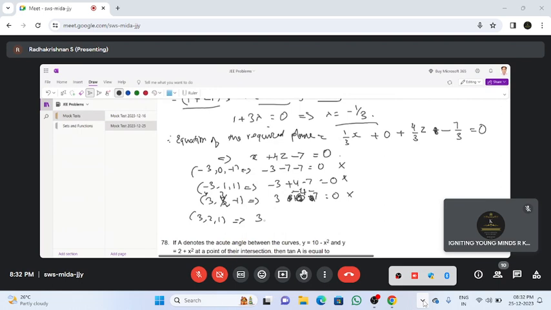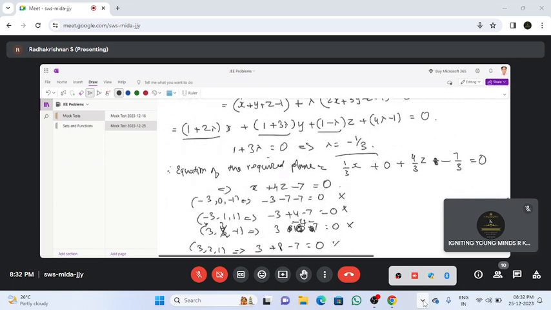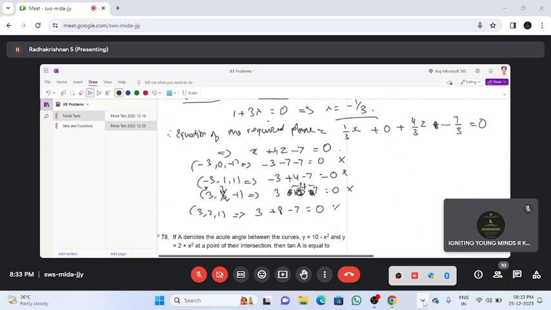3, 2, 1 should match. 3 plus 4, sir. Is that value 1, sir? 3 plus 4, correct. Minus 7. 3 plus 4. So it's a match. 3 plus 4 minus 7 equal to 0.